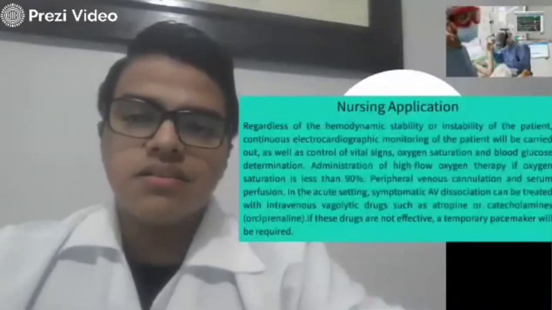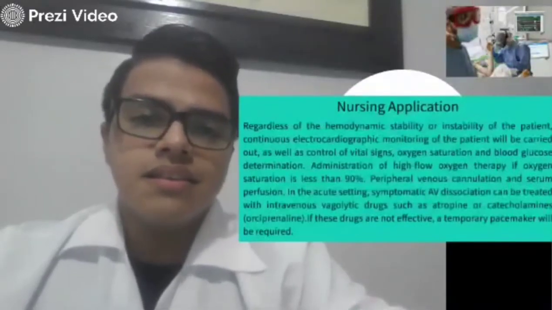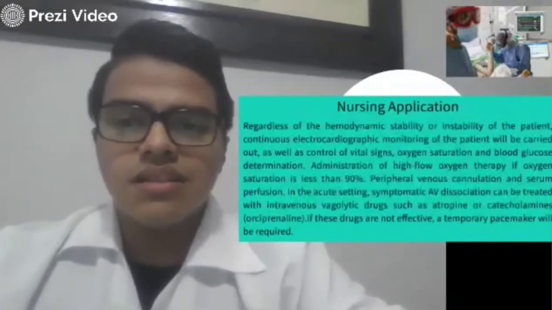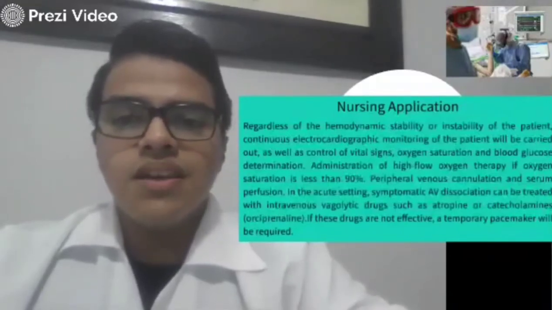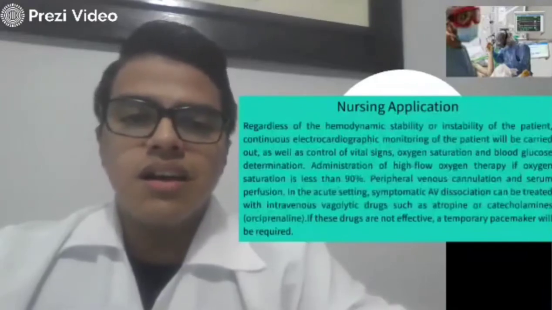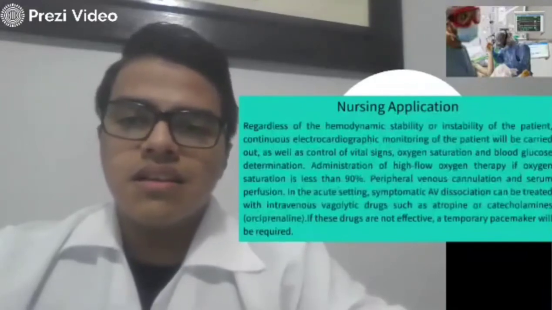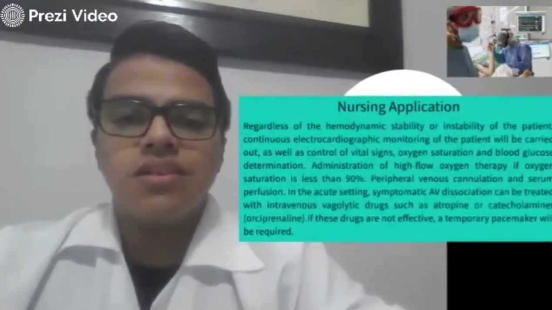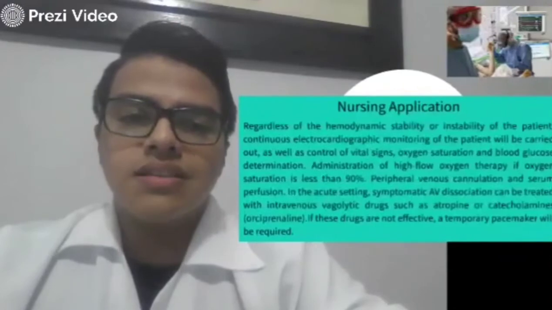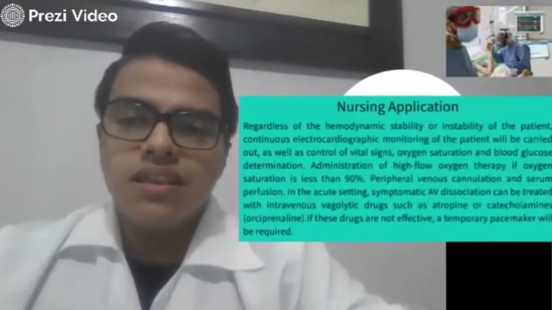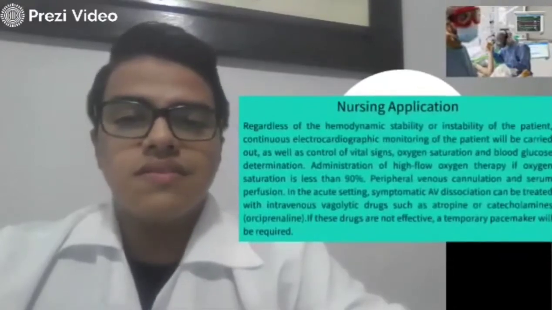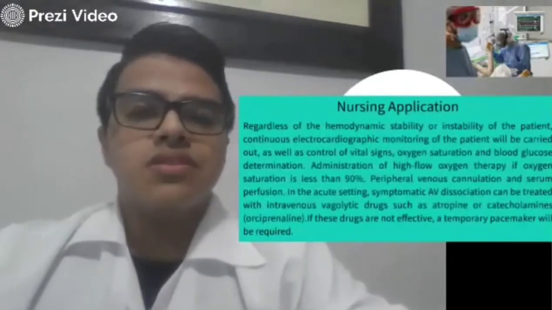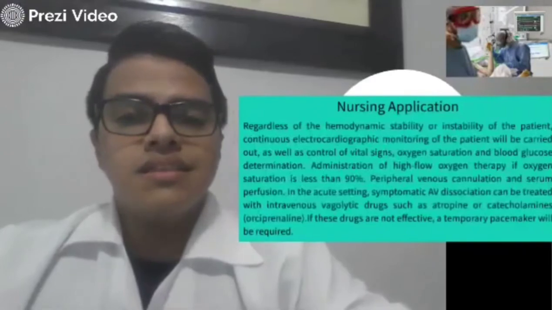Nursing application: regardless of the hemodynamic stability or instability of the patient, continuous electrocardiography monitoring of the patient will be carried out, as well as control of vital signs, oxygen saturation and blood glucose determination, administration of high blood flow oxygen therapy if oxygen saturation is less than 90%, peripheral venous cannulation, and serum perfusion in the acute setting.